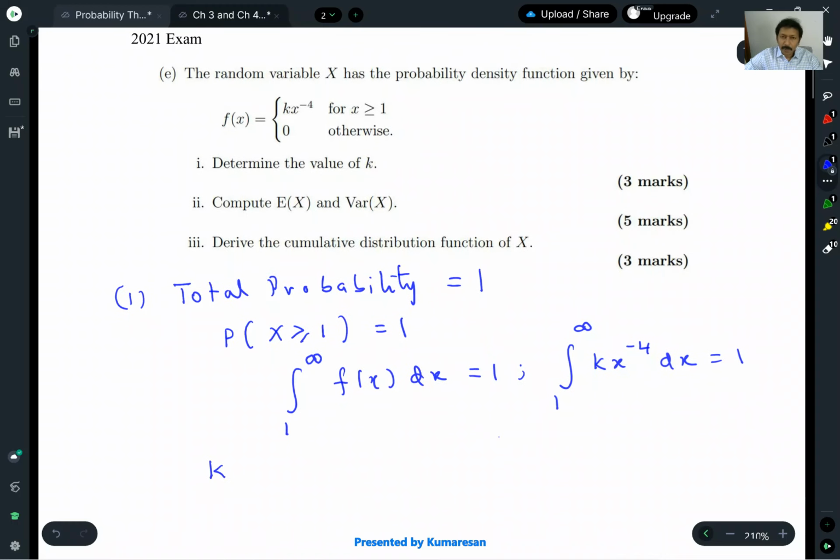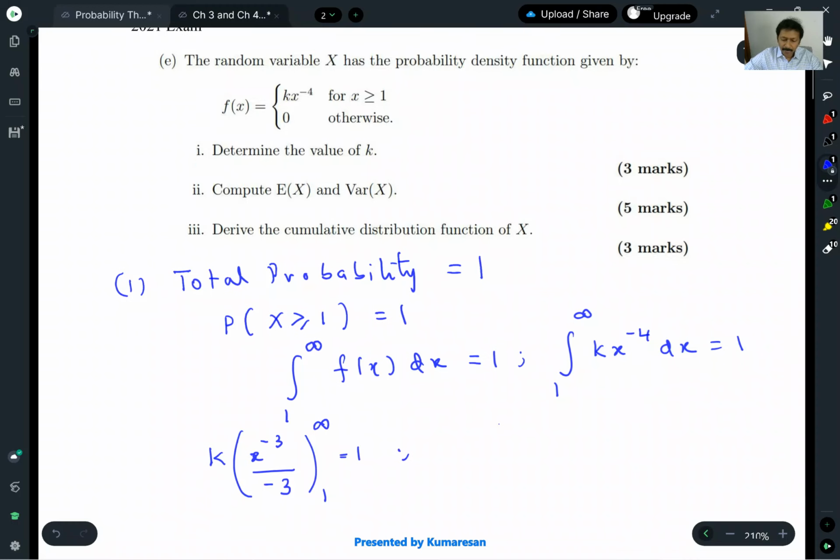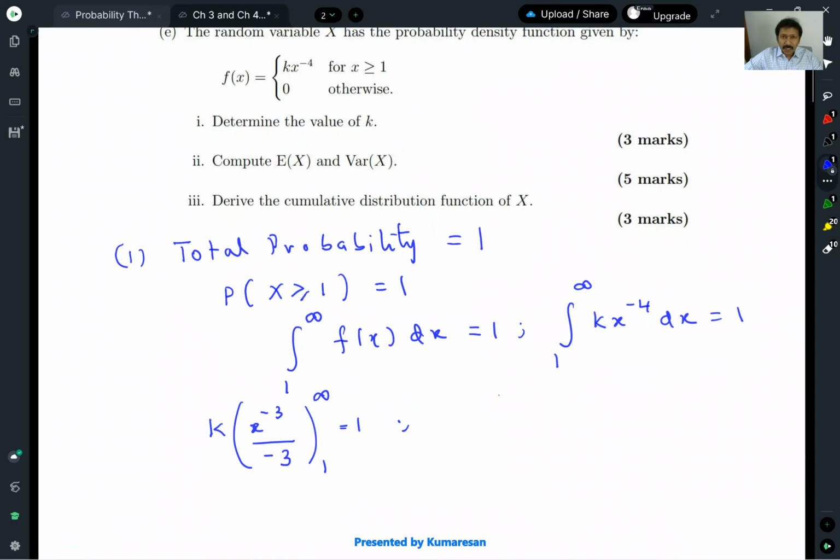When you integrate x to the power of -4, you get x to the power of -4 plus 1, which is -3, divided by -4 plus 1, which is -3. And we have to use the limits 1 to infinity. This is a definite integral where we evaluate the value by first substituting the upper limit for x and then minus substituting the lower limit for x. But before I do that, I'll rewrite the function as -1 divided by 3 times x cubed between 1 and infinity, equal to 1.